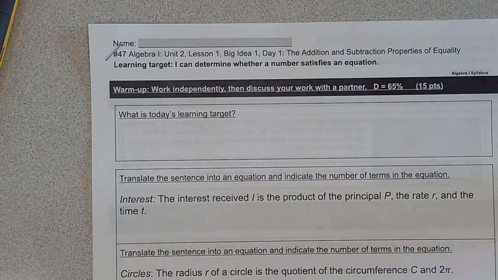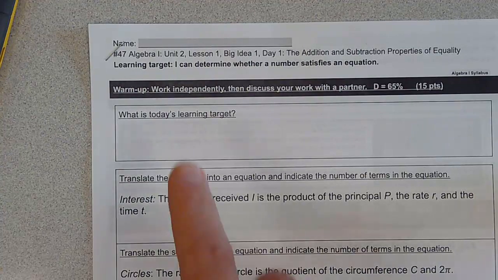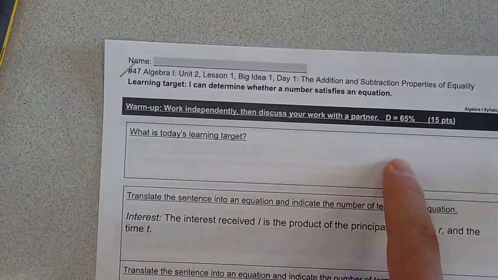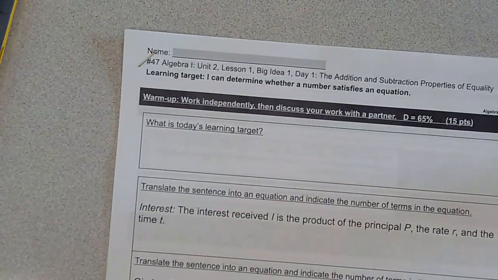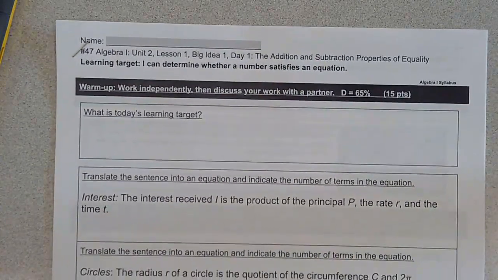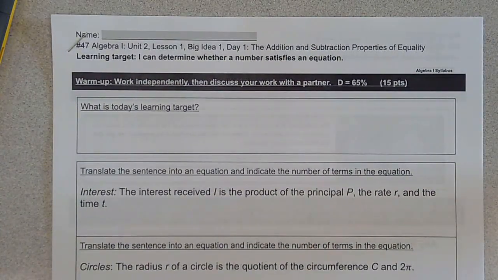All right, good morning. Our learning target today is I can determine whether a number satisfies an equation. So you're either going to want to write this learning target in this box, or you can say it out loud and the substitute can just initial that for me and let me know that you said it out loud in class. You can pause this video at any time you need.